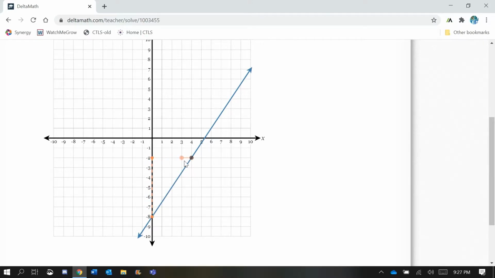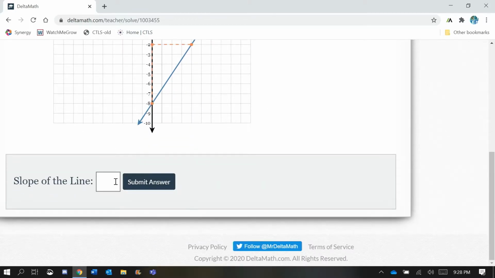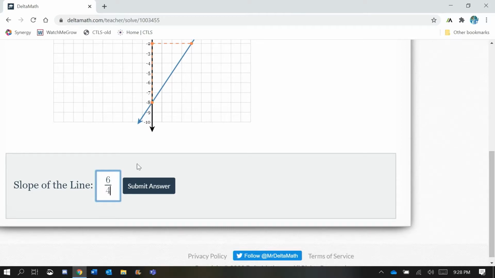So there's my beautiful step and my nice little triangle, and now I'm just gonna count. So up, 1, 2, 3, 4, 5, 6. Up 6, over 1, 2, 3, 4. Now, before you come down here and you tell me that my slope is 6 over 4, you need to remember that that will simplify.